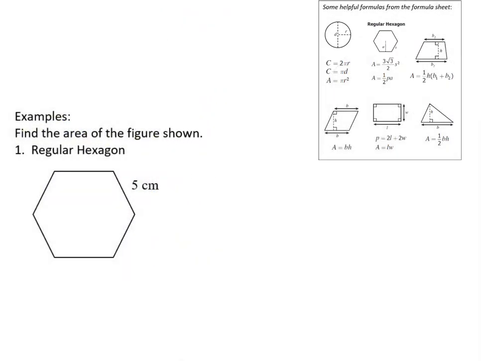Example 1. Find the area of the figure shown. Again, we have a regular hexagon. I remember that regular means all the sides are congruent. Therefore, all of these sides are 5 centimeters. I look at my formula sheet and I find the regular hexagon, and I notice there are two area formulas. Because I'm only given a side length in my problem, I want to use the formula that uses the side length.